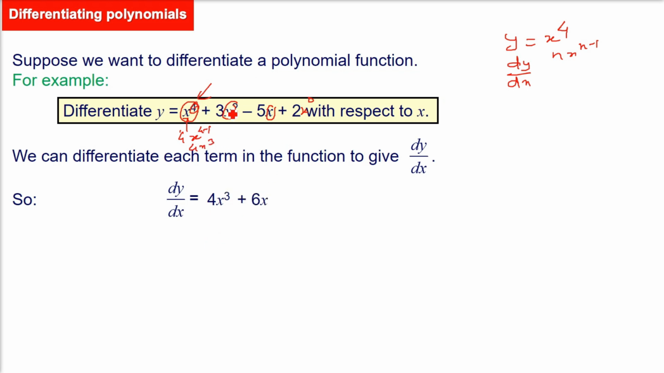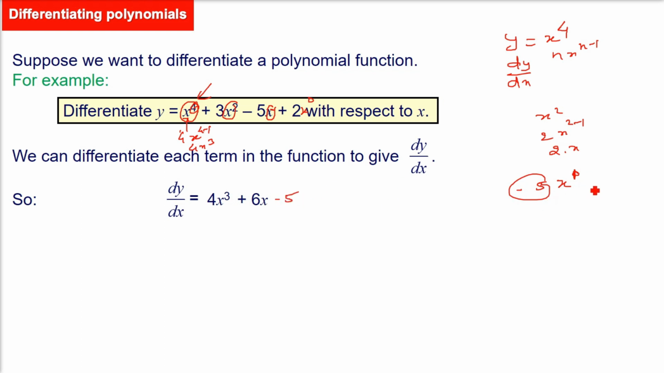What about 3x squared? Don't worry about the 3. The derivative of x squared is 2x, so it becomes 6x. 2x raised to the power 2 minus 1 is 2x, and 2x into 3 is 6x. Minus 5x, again x is raised to the power 1. So what is x raised to the power 1? It is x to the power 1 minus 1.